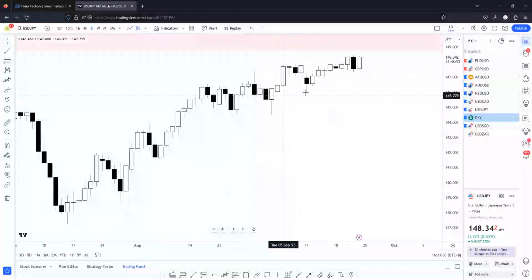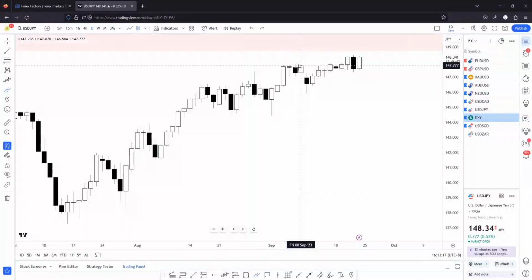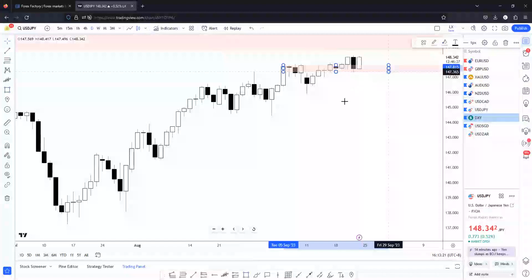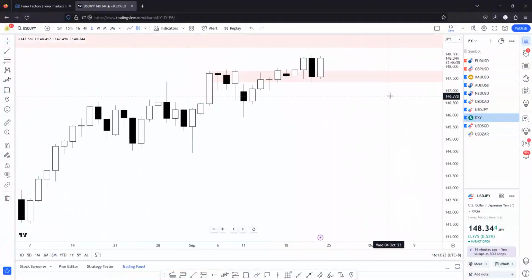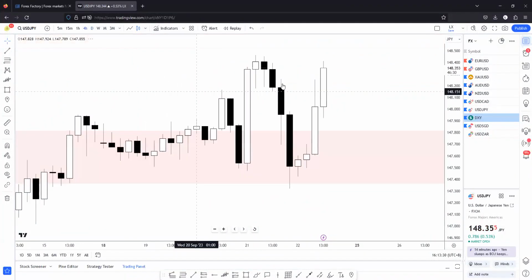If you move to the daily, it's pretty much the same setup. What we do have on the daily is that price broke and closed to the upside. This creates the last high here, which serves as a support, this area over here. You can see that price is currently testing this zone on the daily time frame, so nothing much different from what we're seeing on the weekly.